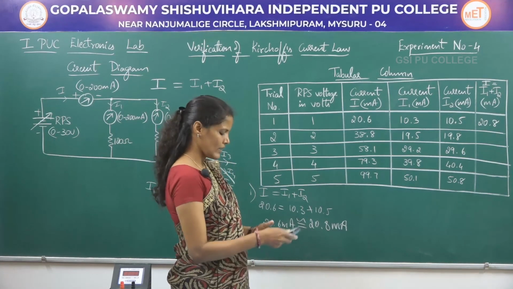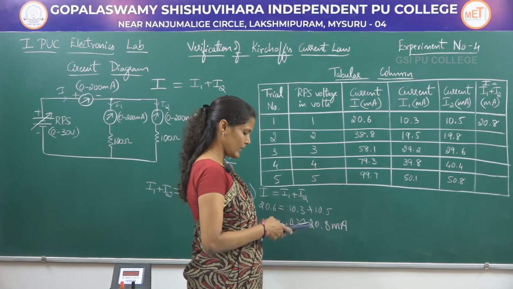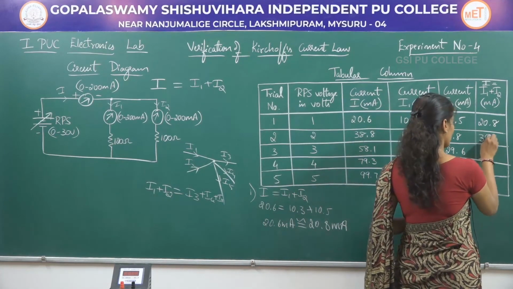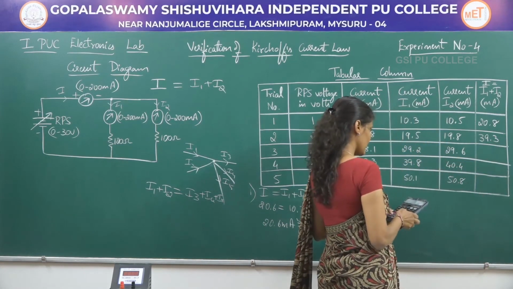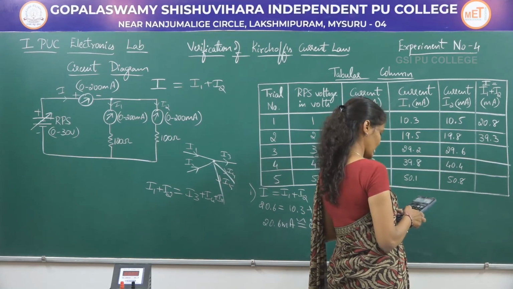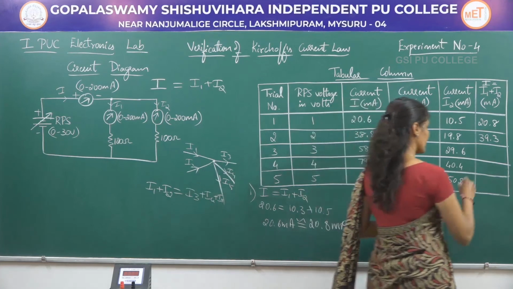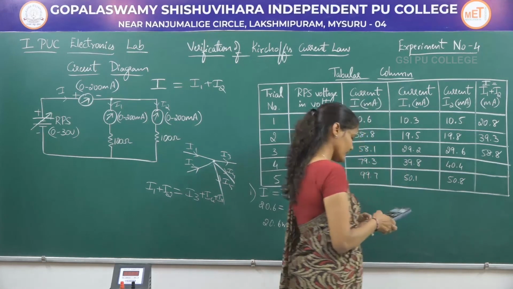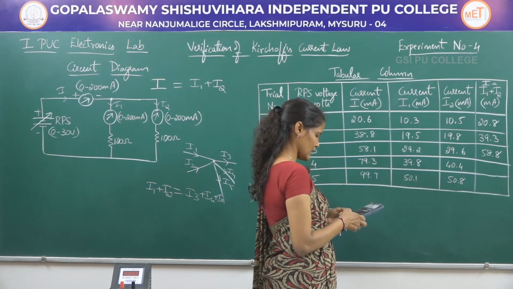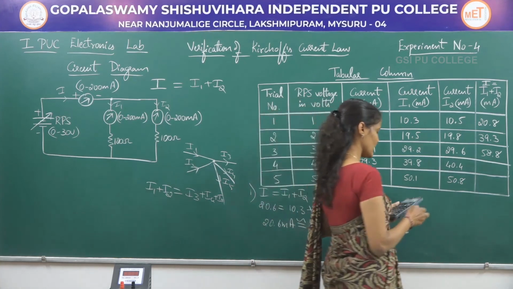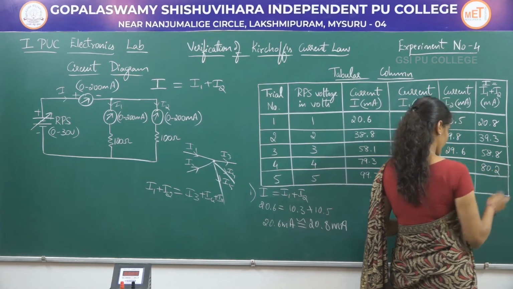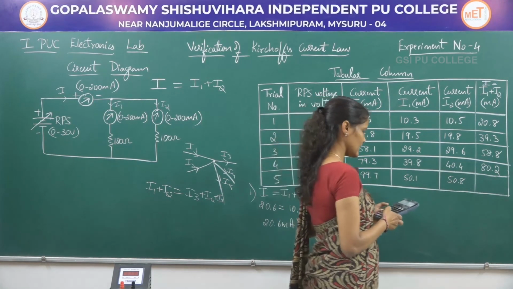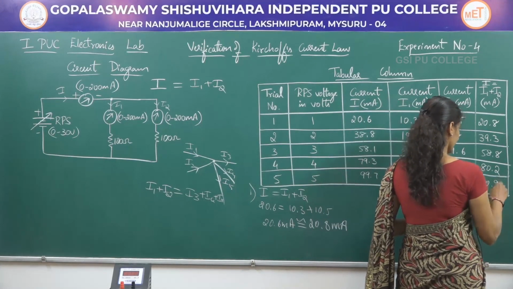For the second trial, I1 value is 19.5 and I2 value is 19.8. Accordingly, I will be getting a reading of 39.3 milliamps. For the third trial, 29.2 plus 29.6 and the answer will be 58.8. And for the fourth trial, 39.8 plus 40.4 will give me a reading of 80.2. And for the last trial, 50.1 plus 50.8 is equal to 100.9.